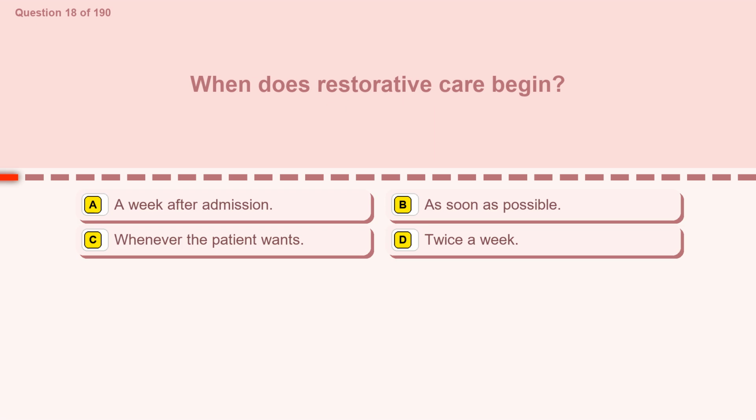Question 18. When does restorative care begin? Option A. A week after admission. Option B. As soon as possible. Option C. Whenever the patient wants. Option D. Twice a week.